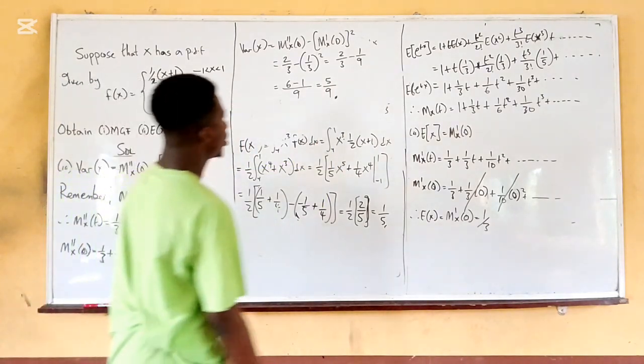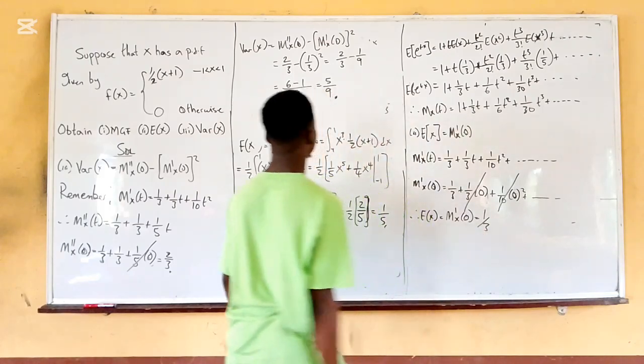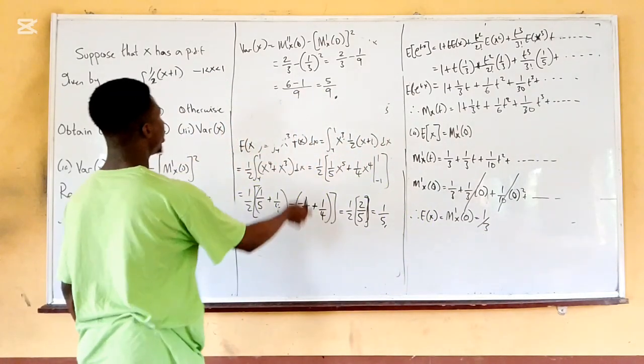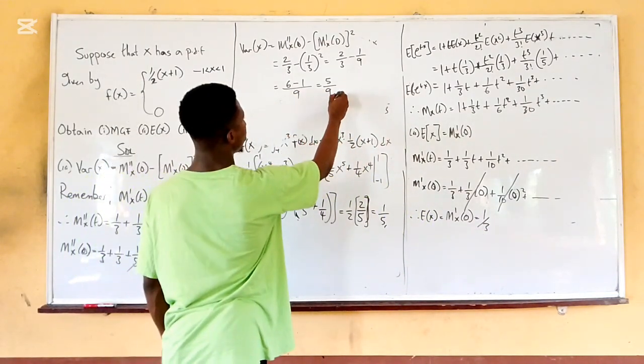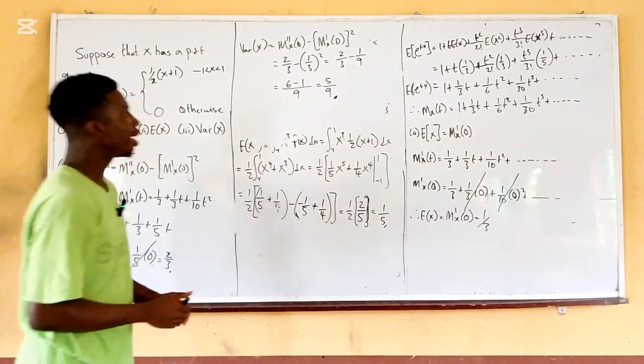So my mean is 1 over 3, and my variance of X is 5 over 9.